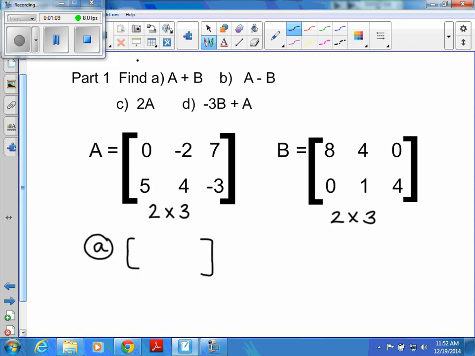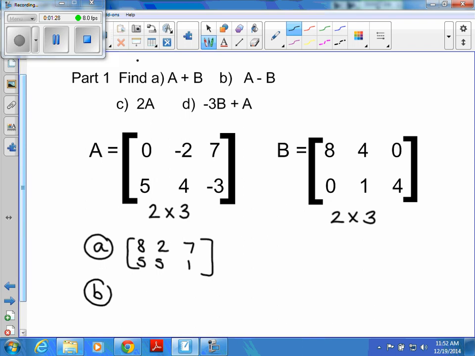All you do is add 0 plus 8, and that's how you get 8 in your first one. Negative 2 and 4 makes 2. 7 plus 0 is 7. 5, 5, and 1. That's how you would add those 2 matrices together.